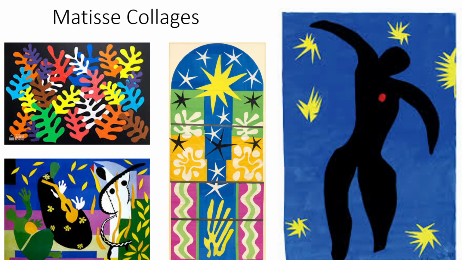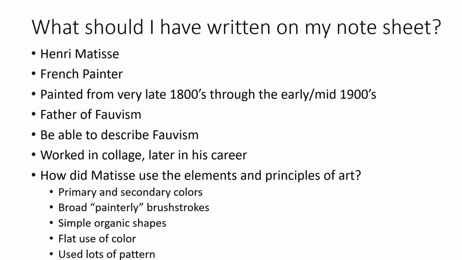Of course, that blue background with the yellow stars is sort of a pattern in and of itself there. So, what should you know about Henri Matisse? He was a French painter, painted from the late 1800s through the early to mid 1900s. He was a father of Fauvism.